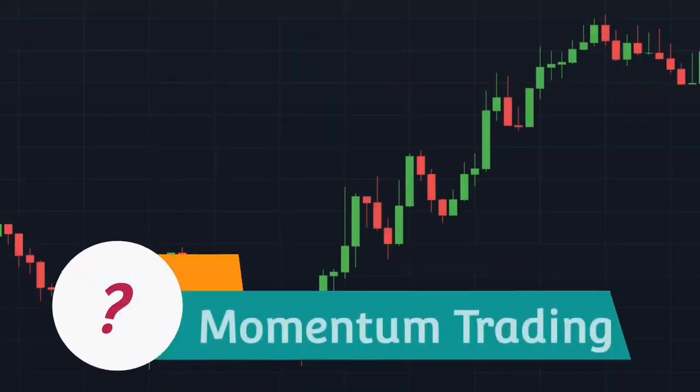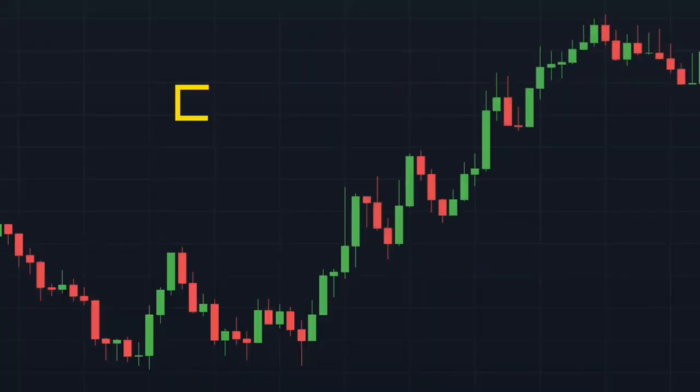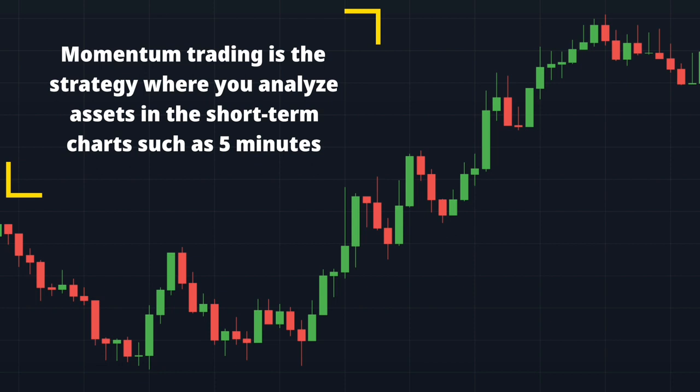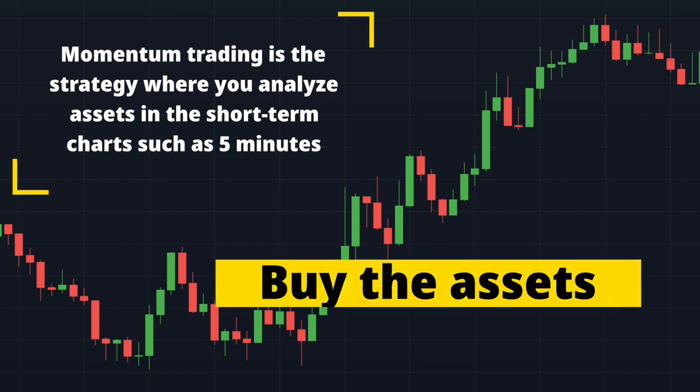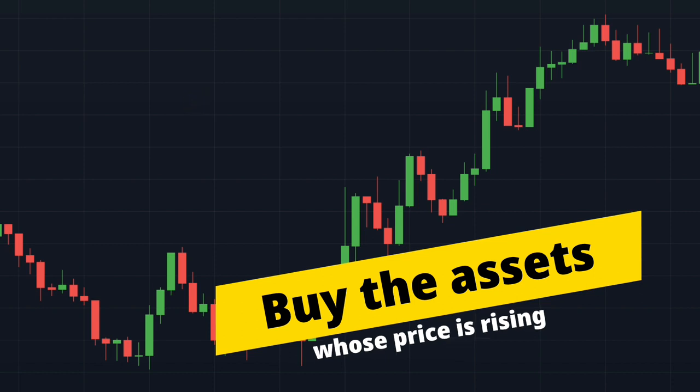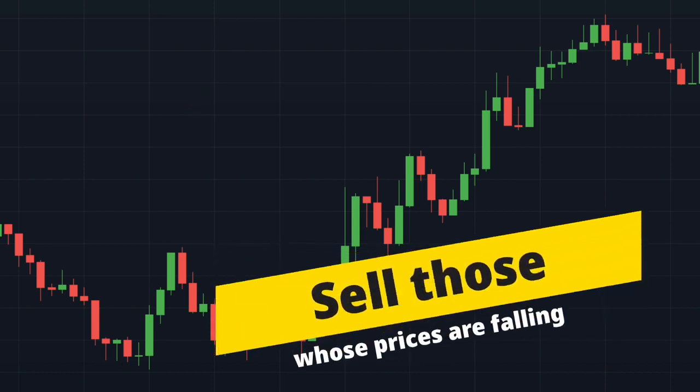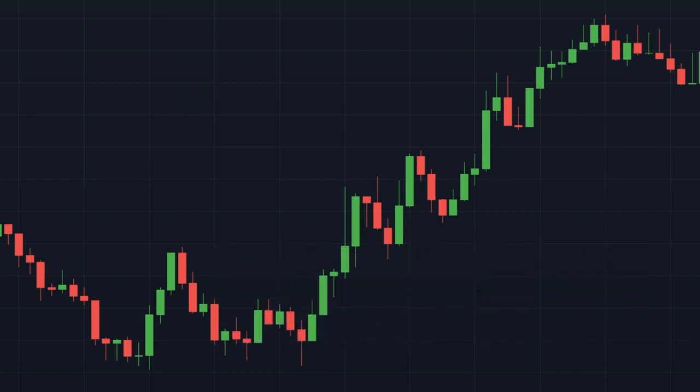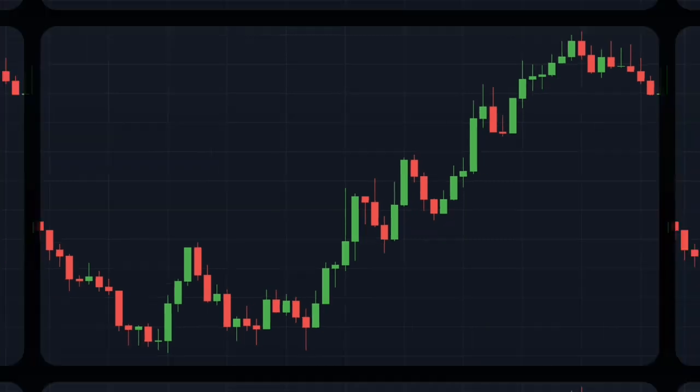First, let us understand what is momentum trading. Momentum trading is the strategy where you analyze assets in the short-term charts such as 5 minutes and buy the assets whose price is rising and sell those whose prices are falling. The basic principle is that if a price move has enough momentum, it will continue to move in that direction.